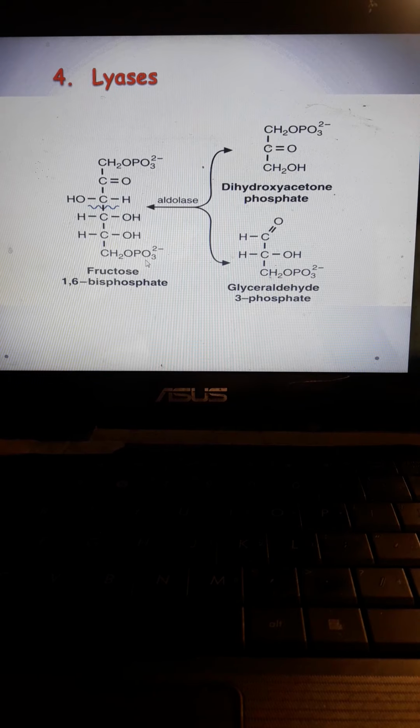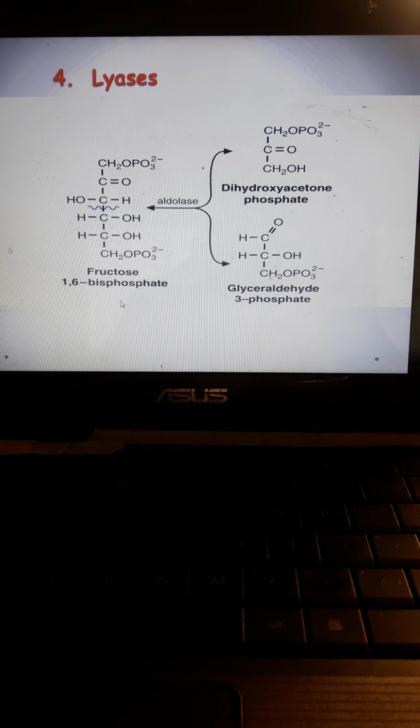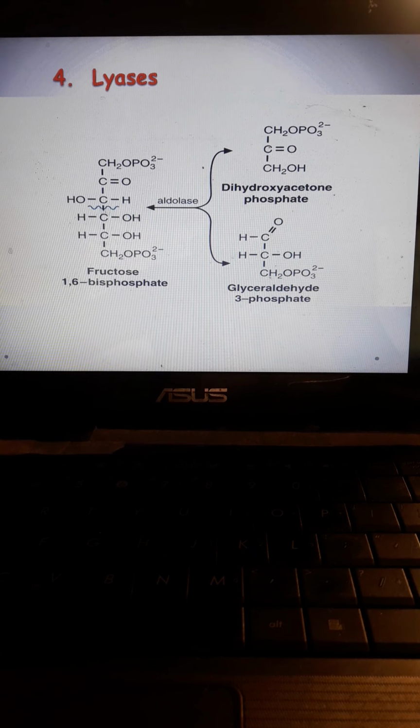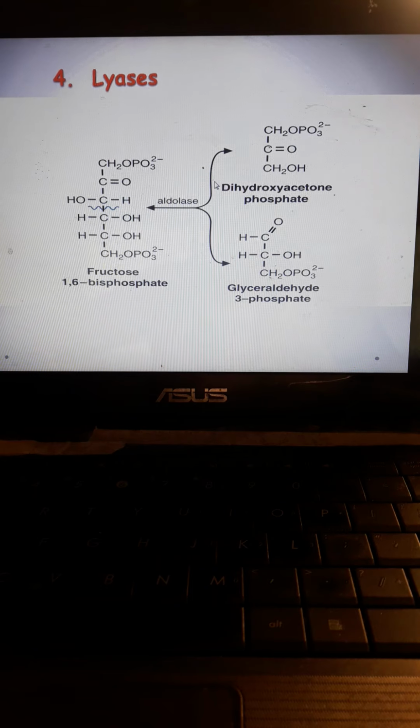Another lyase example: fructose 1,6-bisphosphate is converted to dihydroxyacetone phosphate and glyceraldehyde phosphate. There is splitting of the compound, acted on by the enzyme aldolase. The reactions here are reversible, because there are two opposite arrows.